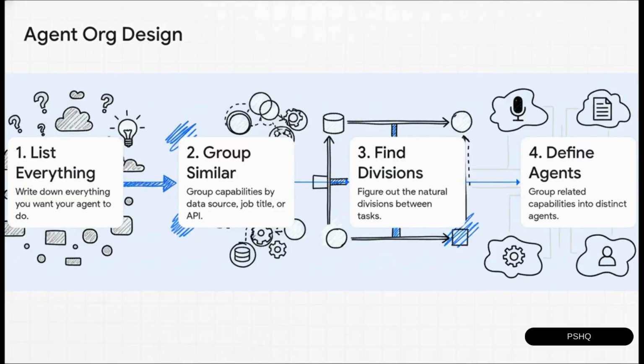This is basically organizational design, but for your agents. First, just brain dump. Write down every single thing you want this system to do. Then you start looking for patterns. Start grouping things together. Do some of these tasks use the same tools? Do they feel like they belong to the same department? This is how you discover the natural architecture of your system, and that big jumble of ideas starts to look like a team of agents with clear jobs.